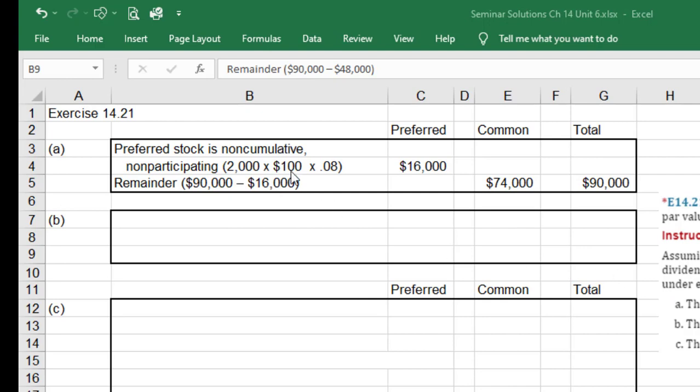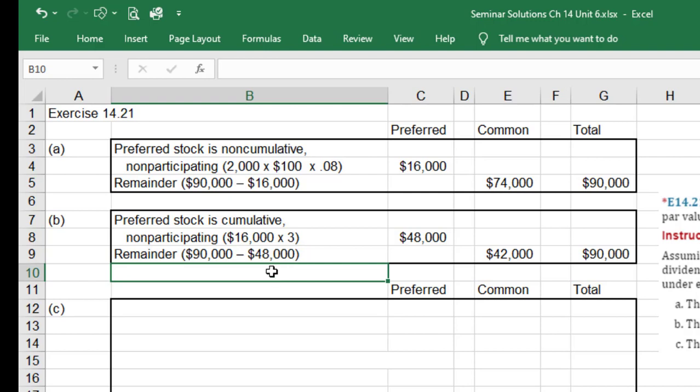Since it's 8%, you could do 8% times the par value, that's $8, and that's 2,000 shares. So that means the preferred stockholders get $16,000 a year. They missed 2 years before, but it doesn't matter because it's non-cumulative. All the rest of the $90,000 goes to the common stockholders. If it was participative, the common stockholders would have to share that money with the preferred stockholders, but it's not participating.